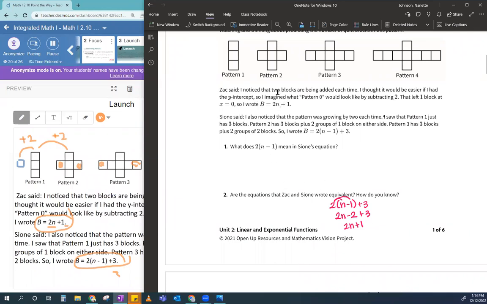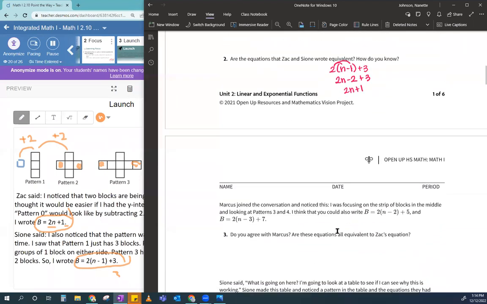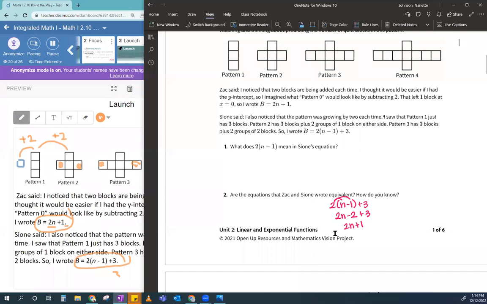So this equation was helpful to Zach because he went backwards, right? So he was comfortable with y equals mx plus b. This one was almost like they moved it forward 1, right? n minus 1, so they went forward 1. And then they had, how many were in there? Now plus 3. So these are both the same equation. They're just represented differently.